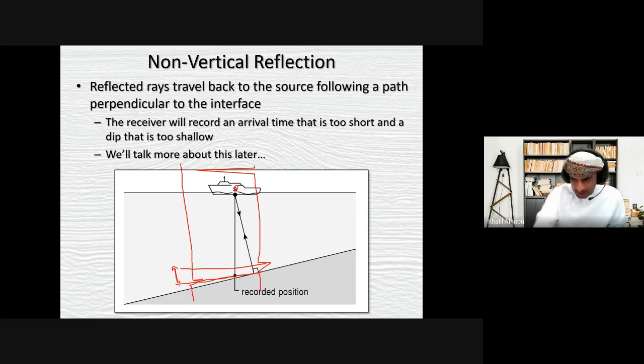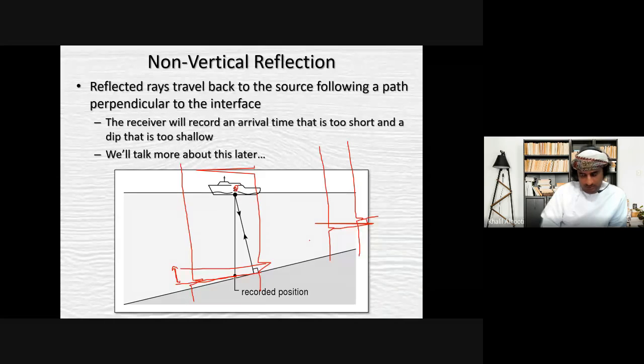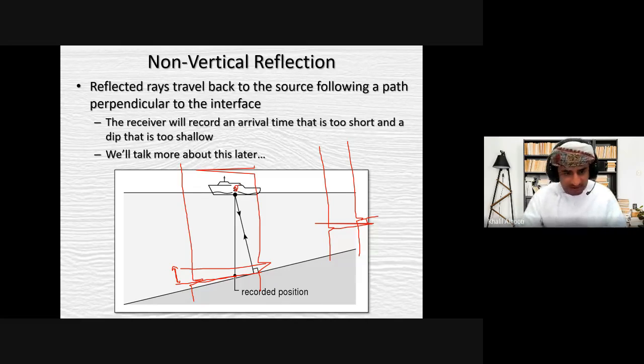This is the real one, and you found it deeper. You found your reflection here, but the real reflection was shallower. This small mismatch in time creates a lot of differences. Why does it happen? It happens because of something we call the Fermat principle. The Fermat principle states that the rays take the shortest path.